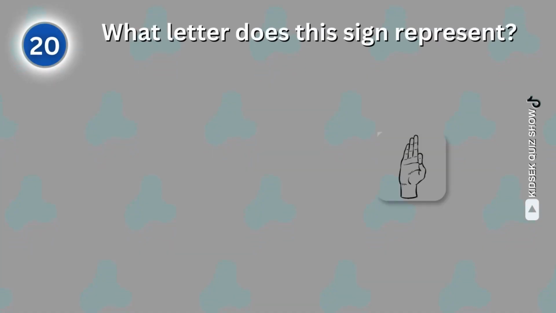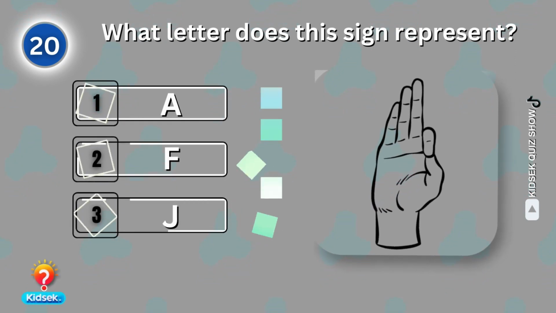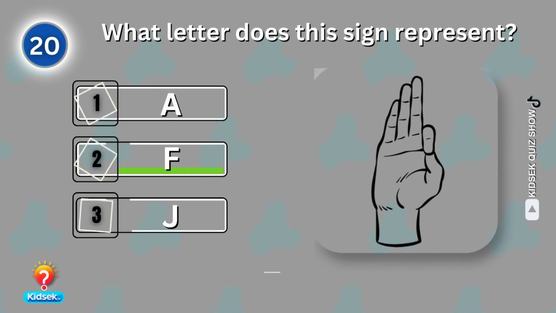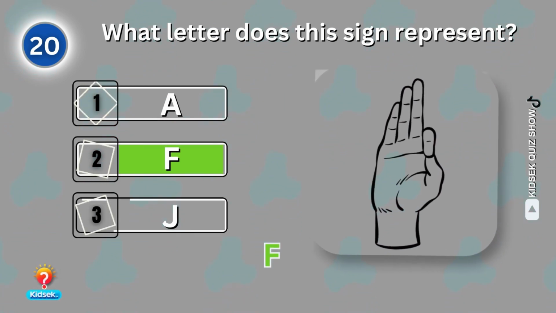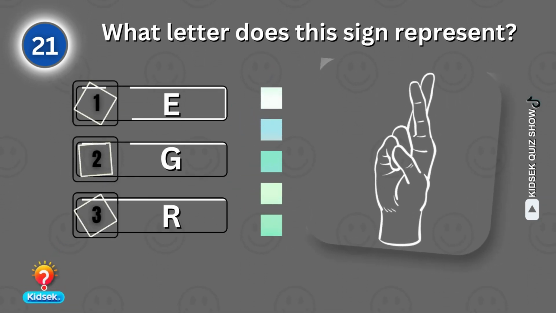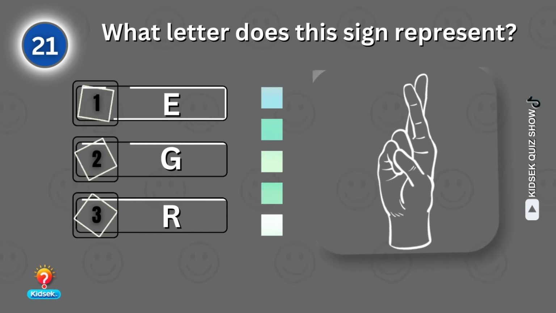Next one. Guess the letter. Your index finger and your thumb are making a circle. Letter F. What letter does this sign represent? E, G or R? And the answer is R.